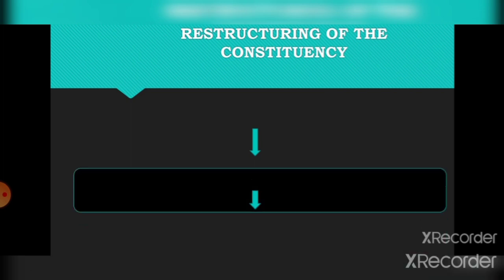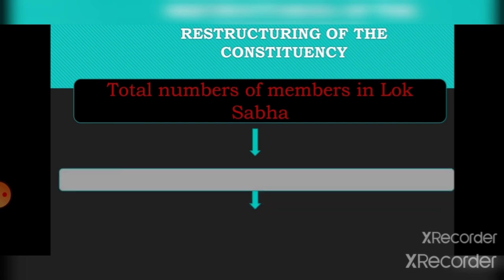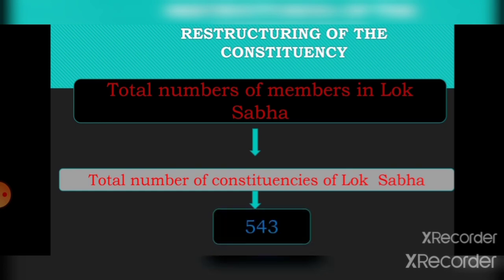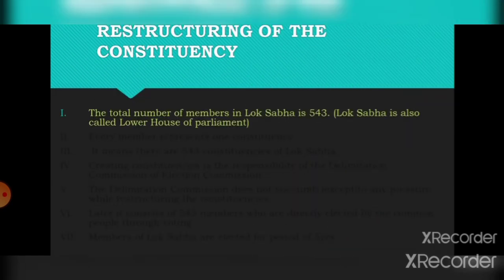Restructuring of the constituency. First is the total number of members in Lok Sabha. The total number of constituencies of the Lok Sabha is 543. Restructuring the constituency: the total number of members of Lok Sabha is 543. Lok Sabha is also called the lower house of parliament. So you are supposed to remember this number, 543.